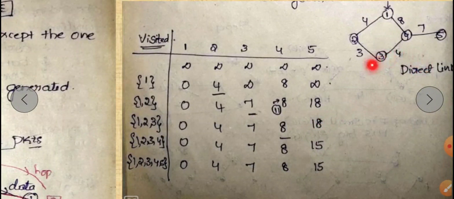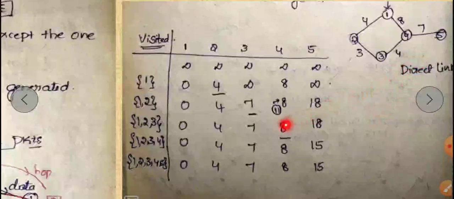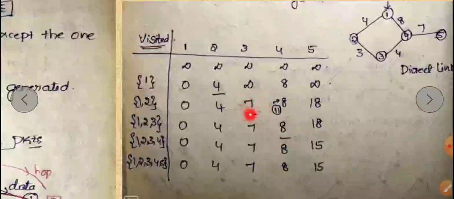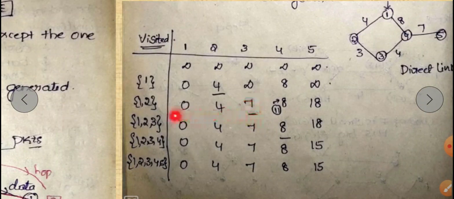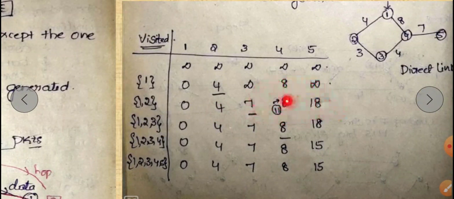Next, I will go for the router 3 connection. Visited the router 3, right? So why am I going for the router 3? The next lowest value is 7. So that's why I will go for the third router, because I already visited router 1 and router 2. Among the remaining 3, which is the shortest value? 7 is the shortest value. So that's why I visited the third router.